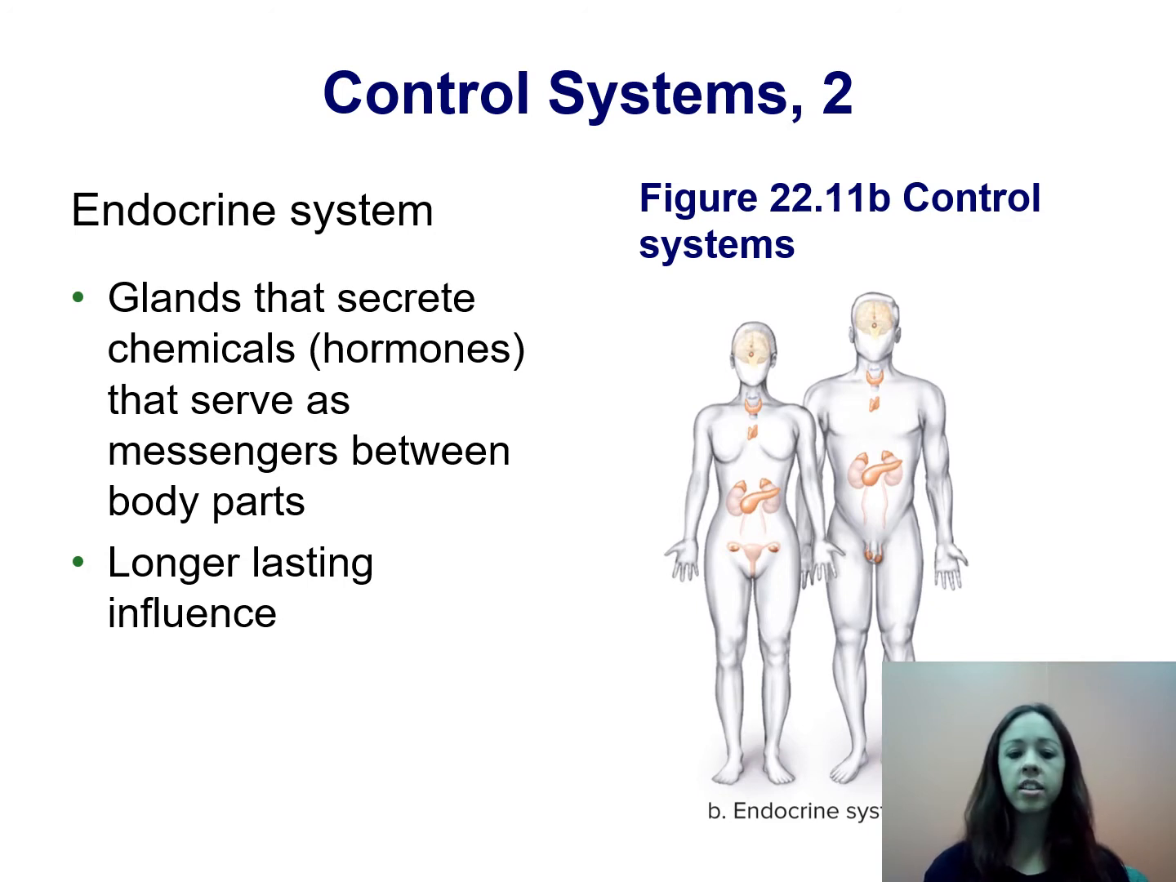The hormones and the other chemicals of the endocrine system have a much longer lasting effect than the nervous system does. The endocrine system is a series of glands that secrete hormones that serve as messengers between parts of the body. For example, two hormones called estrogen and progesterone are responsible for regulating a woman's monthly period.